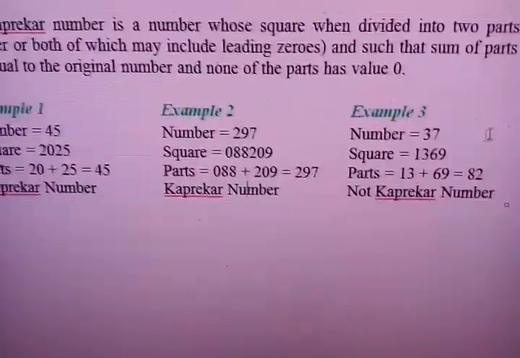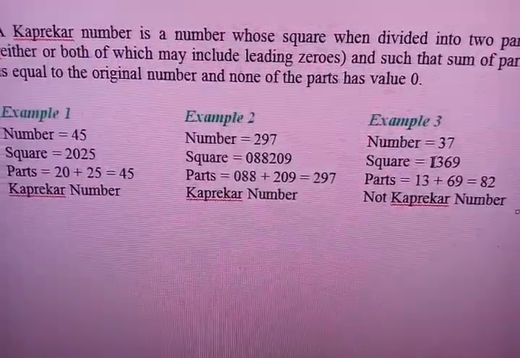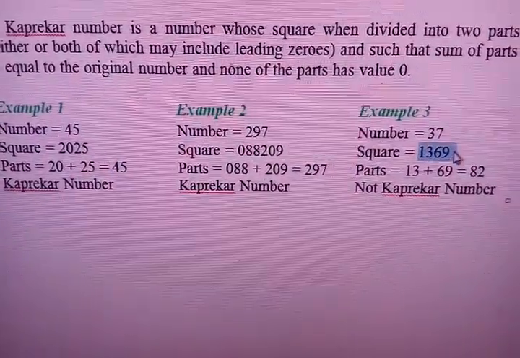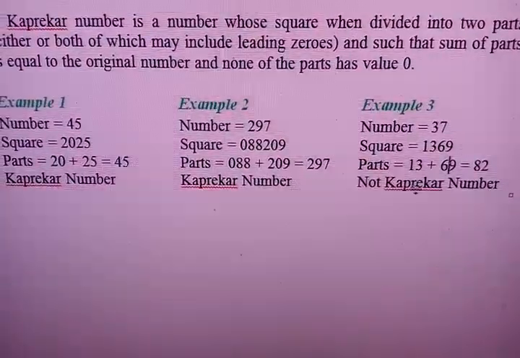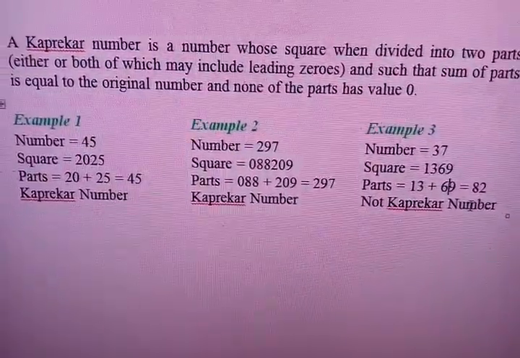And finally example 3, that is 37. If you square it, 1369. Now 13 plus 69 equals 82. So it is not a Kaprekar number.